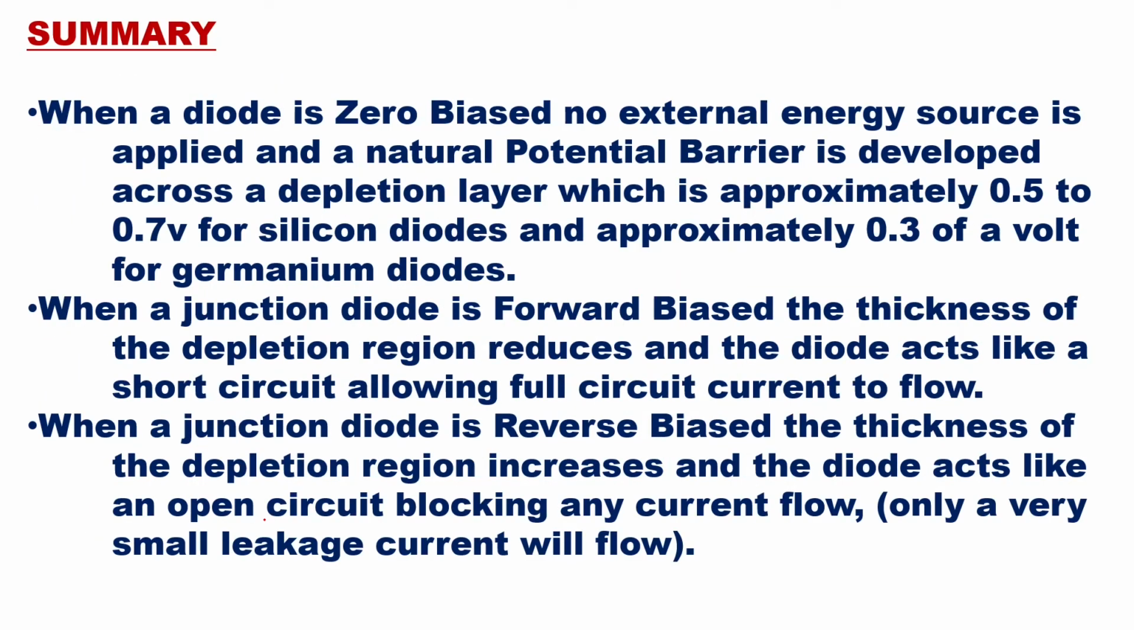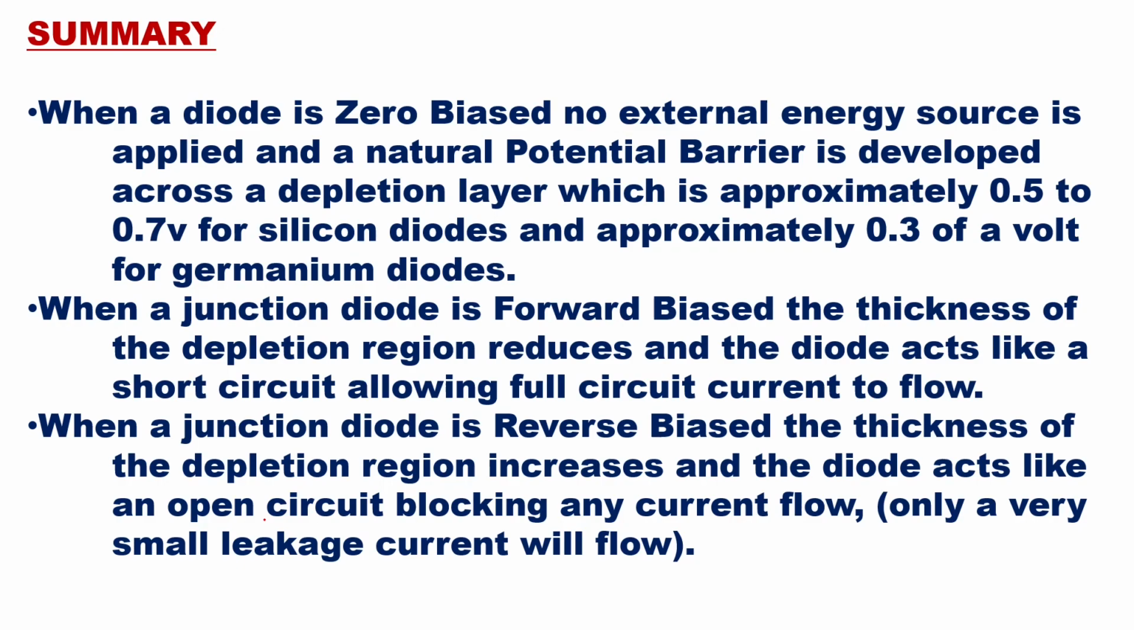Then if you go to see the summary of this biasing, you can see what happens when it is zero biasing, when it is forward biasing, and when it is reverse biasing. The first point says that when a diode is zero biased, no external energy source is applied and a natural potential barrier is developed across the depletion layer, which is approximately 0.5 to 0.7 volt for silicon diodes. So we always take it as 0.7, and approximately 0.3 volt for germanium diodes.